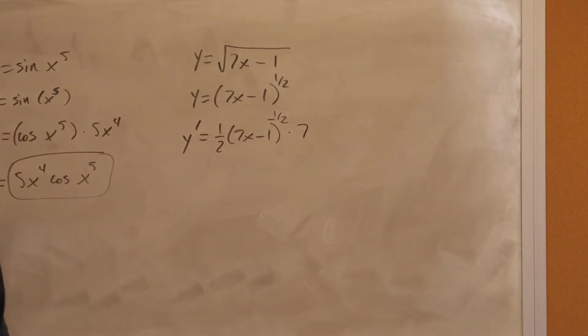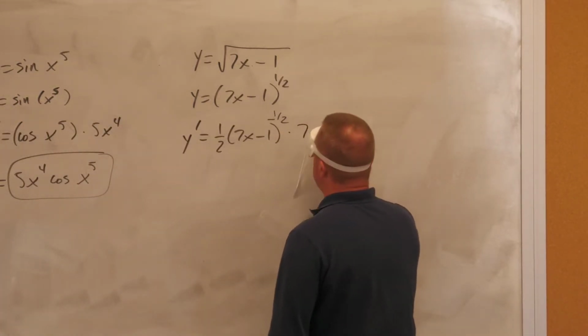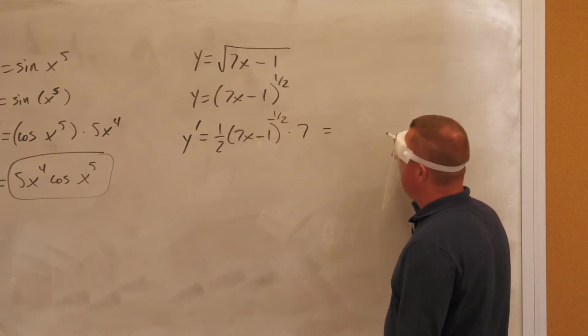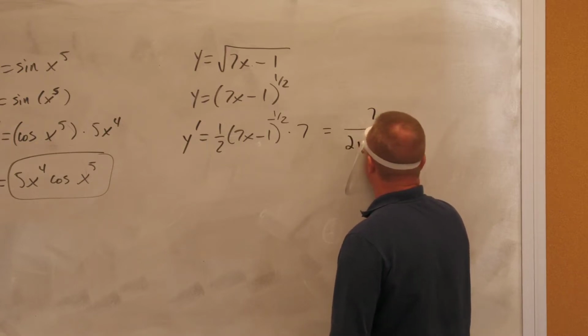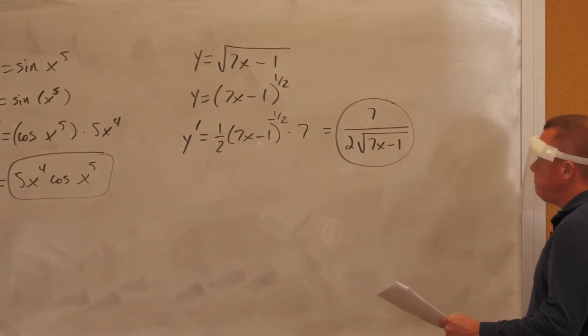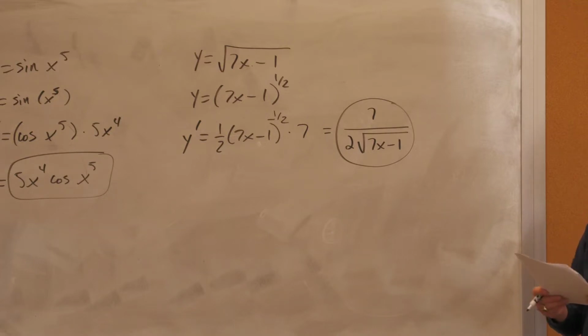Okay? Now we don't want to leave a negative exponent in our answer. All right, and we could probably rewrite it with the square root. So let's just move that 7x minus 1 to the negative 1/2 to the denominator. So I would have a 7 on the top and then 2 square root 7x minus 1. Okay? Questions about that?